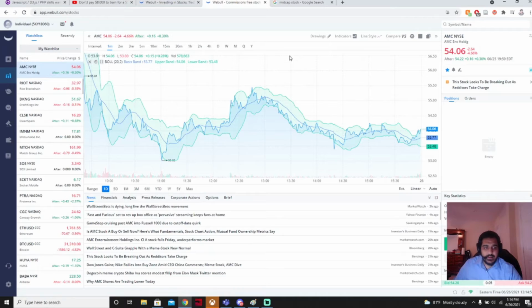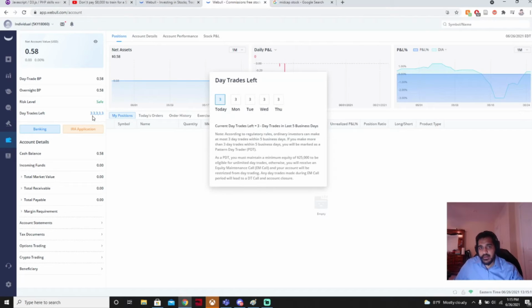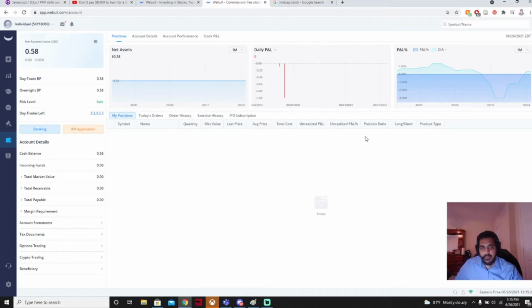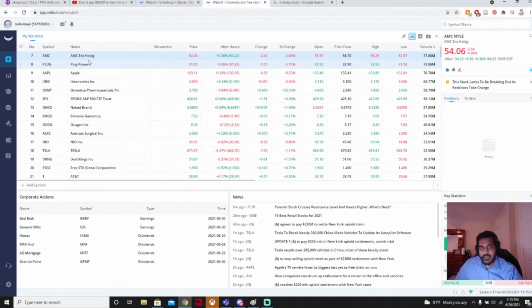The next thing that I wanted to talk about is to keep track of your day trades. I want to make sure that you are checking your account, checking your day trades left, and seeing how many day trades you have. This is not an account that I trade on usually, so it's only got 58 cents in value. But you have to make sure you have 3 day trades. If you don't have any day trades left, then you have to skip the week out.